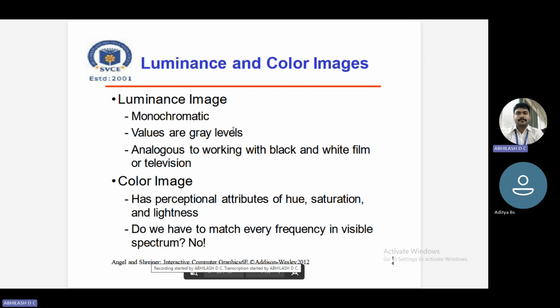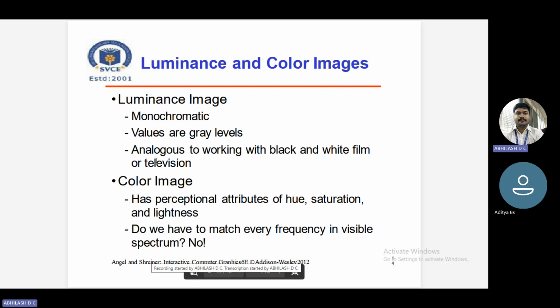Black to white, right? We have some grayscaling. From white to black, we have different variations of gray. This is analogous to working with black and white film or the older black and white television or black and white images, where we can observe this. So that is the concept of monochromatism.